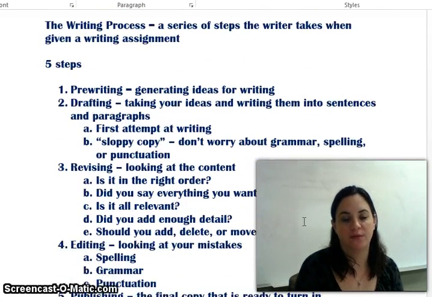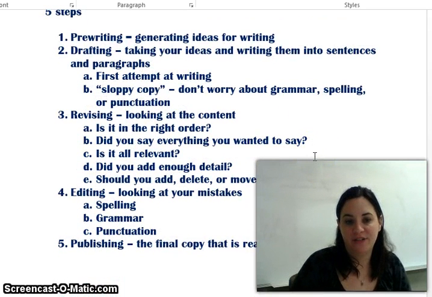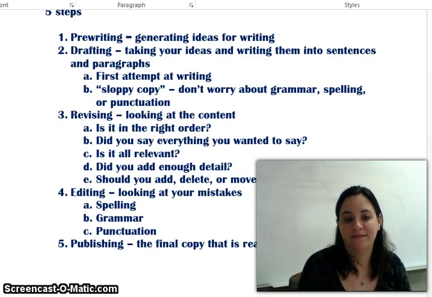Okay, so let's review these steps one more time. The writing process is just a series of steps you take from being given a writing assignment to being ready to turn it in. First you pre-write, then you draft, then you revise, then you edit, and then you publish. So you think of ideas, you write those ideas down into sentences and paragraphs, you look at your content and make sure it all fits and it's complete, and then you look for your mistakes, and then you're all done.